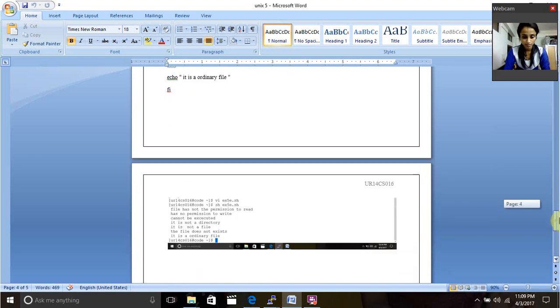So if it is that, it will be printed. This file is not that. The file has no permission to read. It has no permission to write. It cannot be executed. It is not a directory. It is not a file. The file does not exist. It's an ordinary file. So these are all the commands.